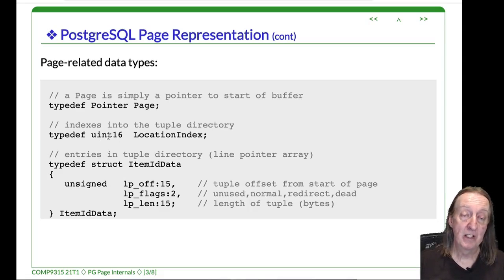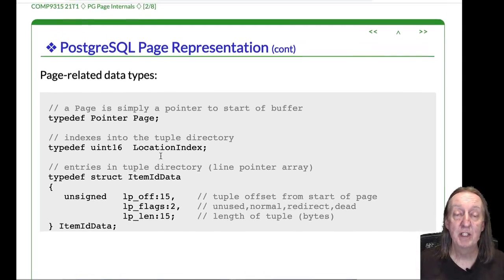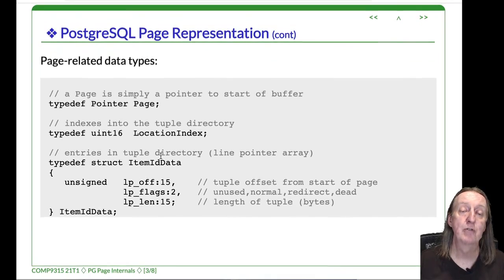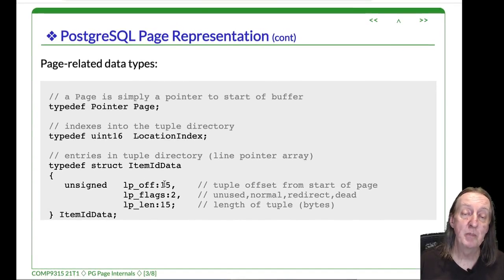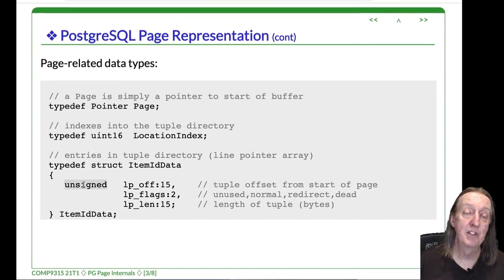And then the entries in the tuple directory contain an offset. I've never seen these kinds of definitions before. Here we're defining a bit string. So 15 bits of this unsigned int bit string, so it's going to be a 32-bit quantity. 15 bits are the offset from the start of the page, in other words, whereabouts in the page the tuple lives.